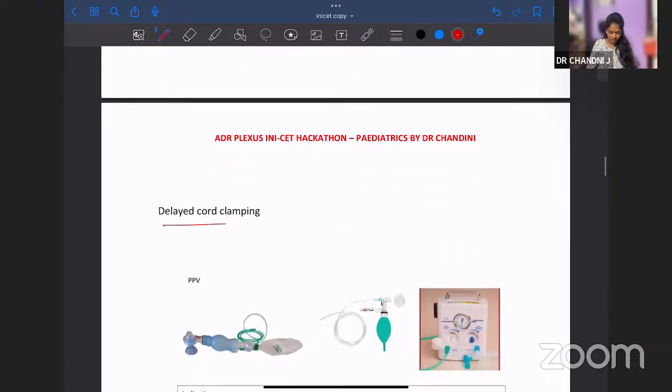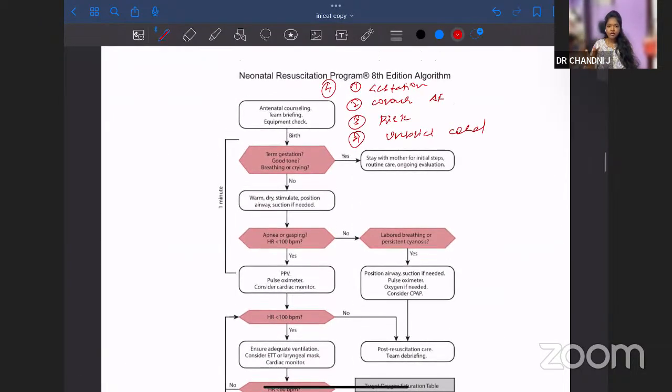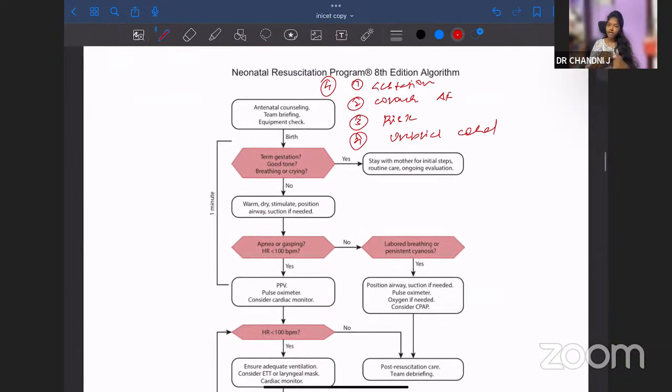So you delay cord clamping for at least 30 to 60 seconds after birth. You do not clamp the cord immediately. Delay for 30 to 60 seconds. So this you have to plan before birth. With the OBGYN, are we going to delay or not? Okay, these are the four pre-birth questions.